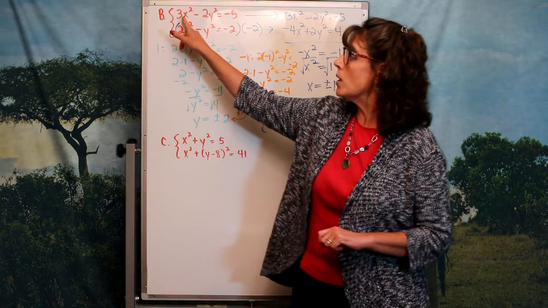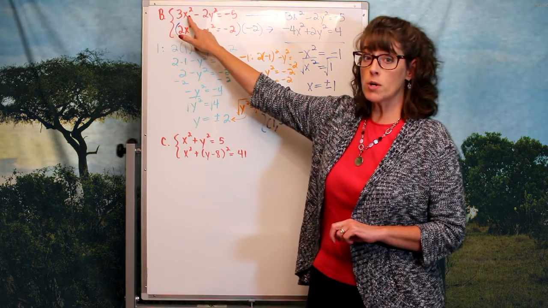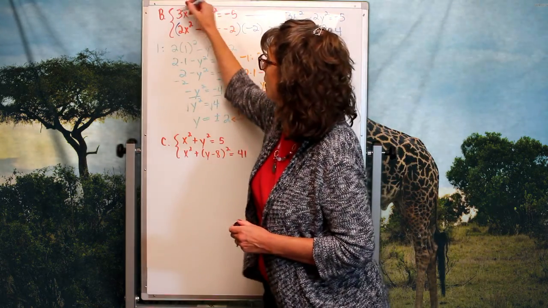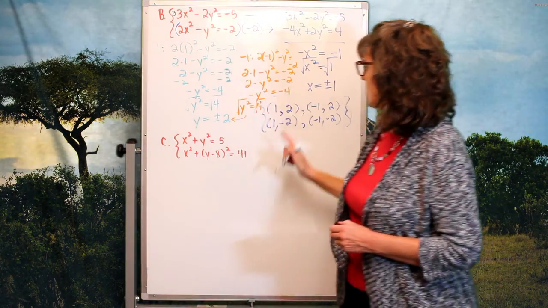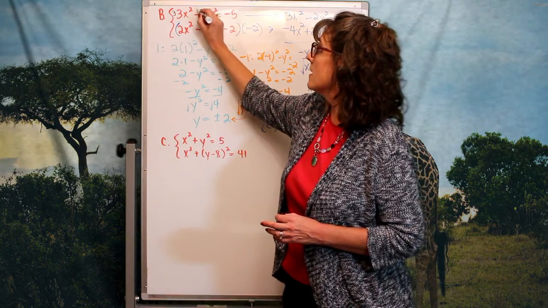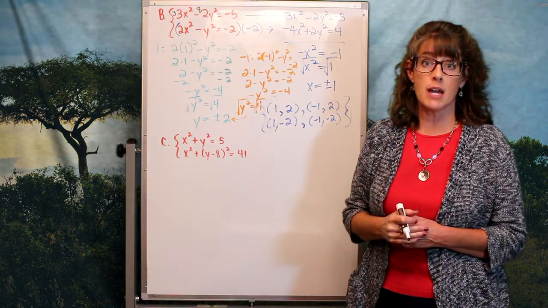Take that positive 1 and put it here. Take that positive 2 and put it here. 1 squared is 1. 3 times 1 is 3. So I get a 3 up here. And then take that 2 and put it in here. 2 squared is 4. 2 times 4 is 8. And 3 minus 8, is that a negative 5? Yeah, it is. And that's what I needed to happen.